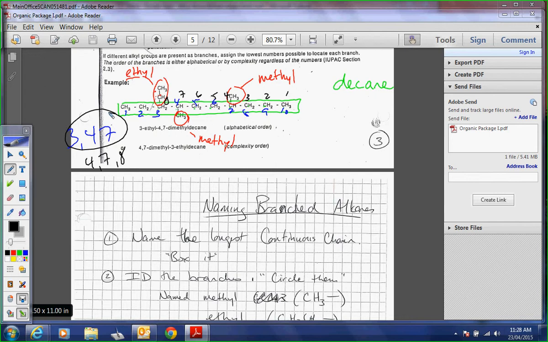So if I had an undo button, I'd click it right now and make all those black things disappear. So I'm only looking at the blue numbering system. Right, so that's how you choose which numbering system: the lower numbers. Sometimes you need to add them up because they're pretty close. So you add them up and it'd be the lower total.